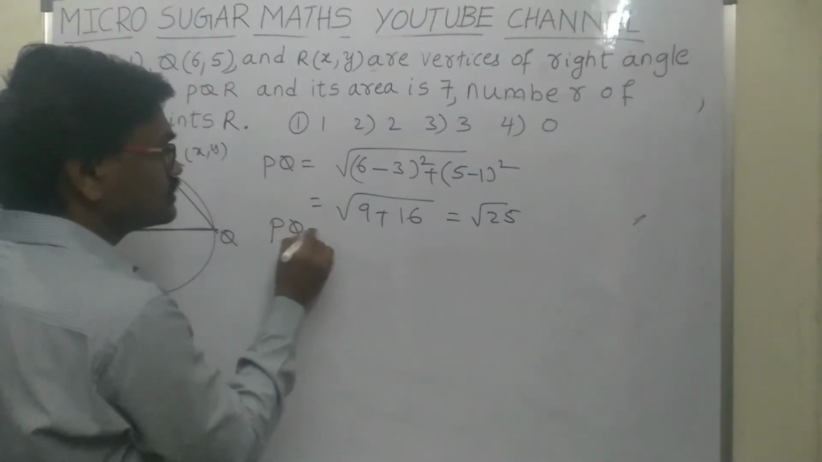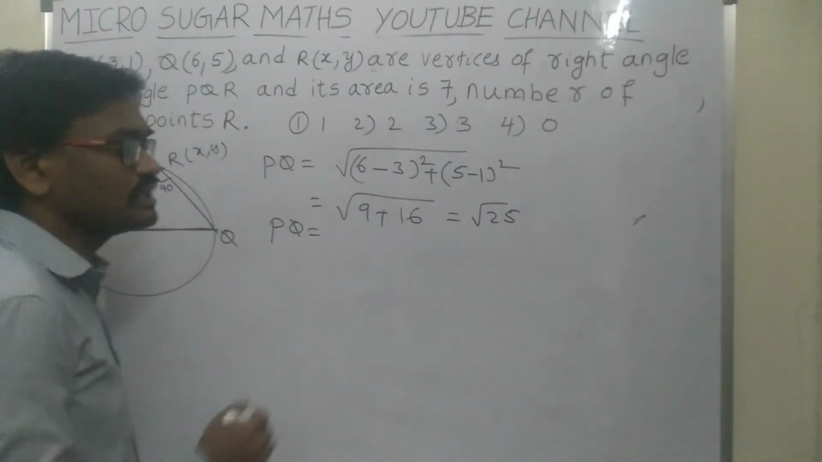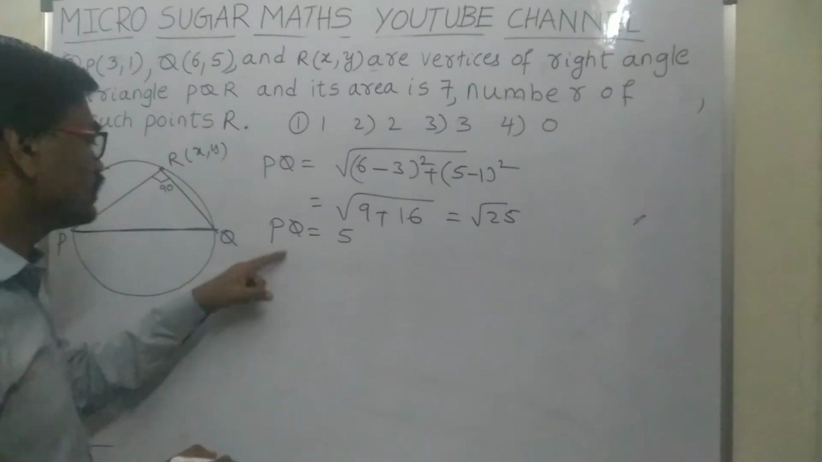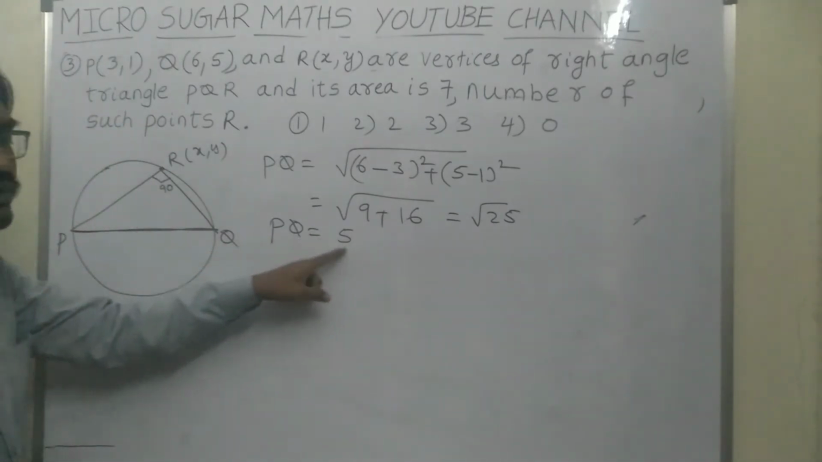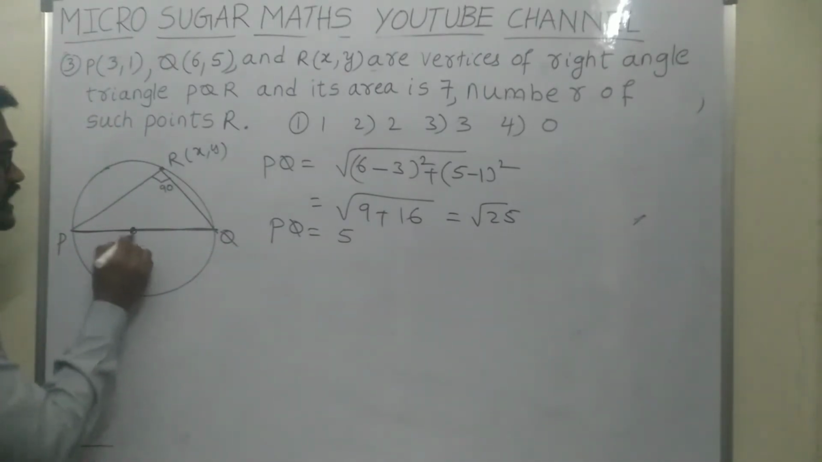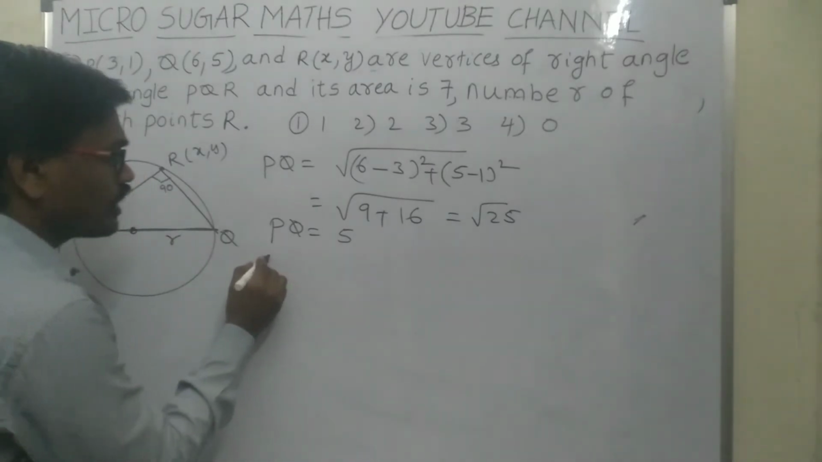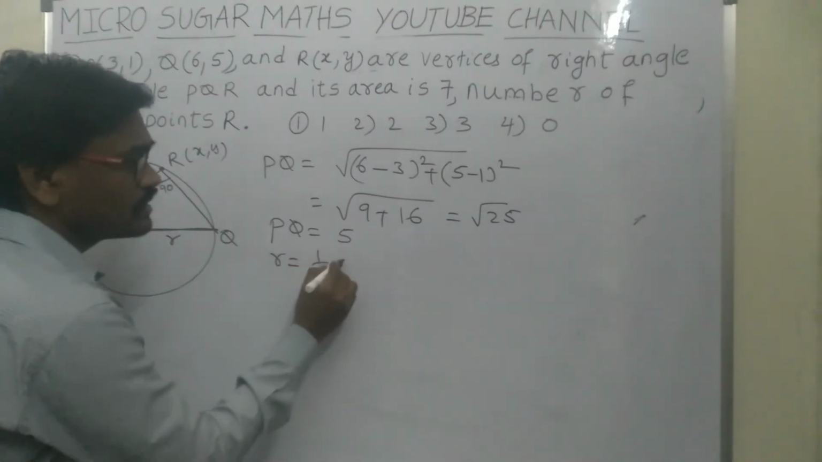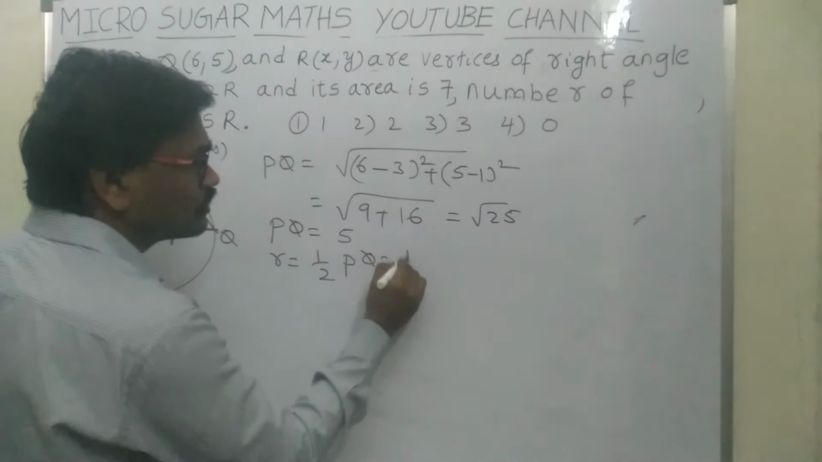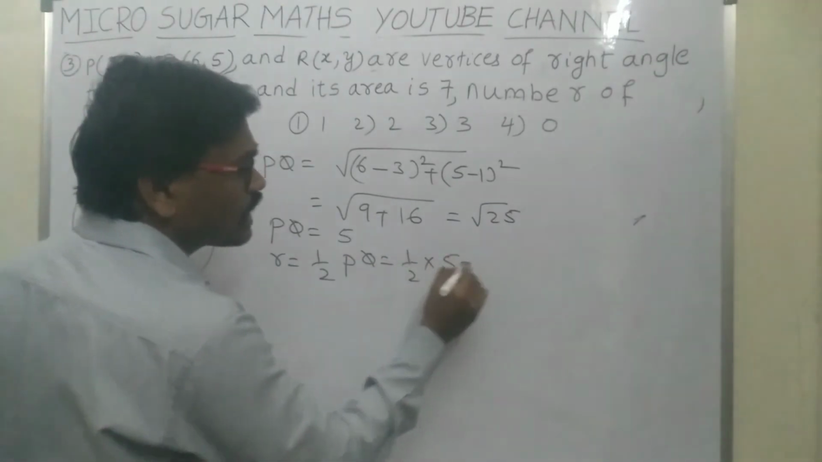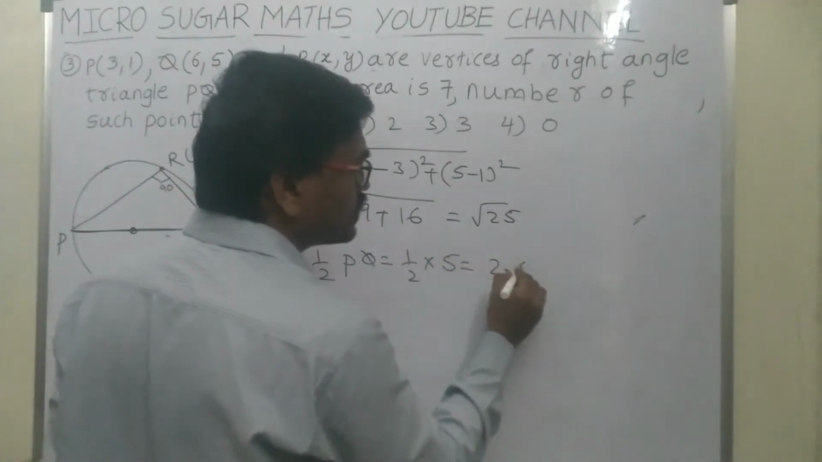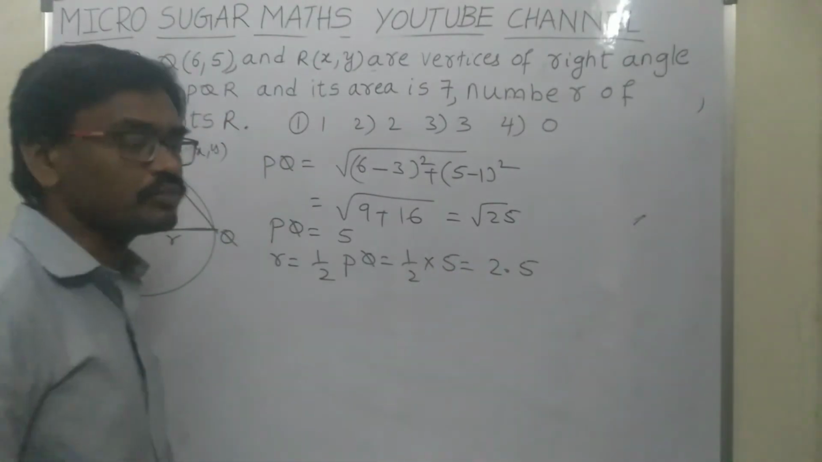PQ value is square root of 25, which is 5. Therefore, the length of the diameter is 5. Now students, what is the radius? The radius R is equal to half of the diameter, that is 1 by 2 into 5. Our radius is 2.5. 5 by 2 value is 2.5.